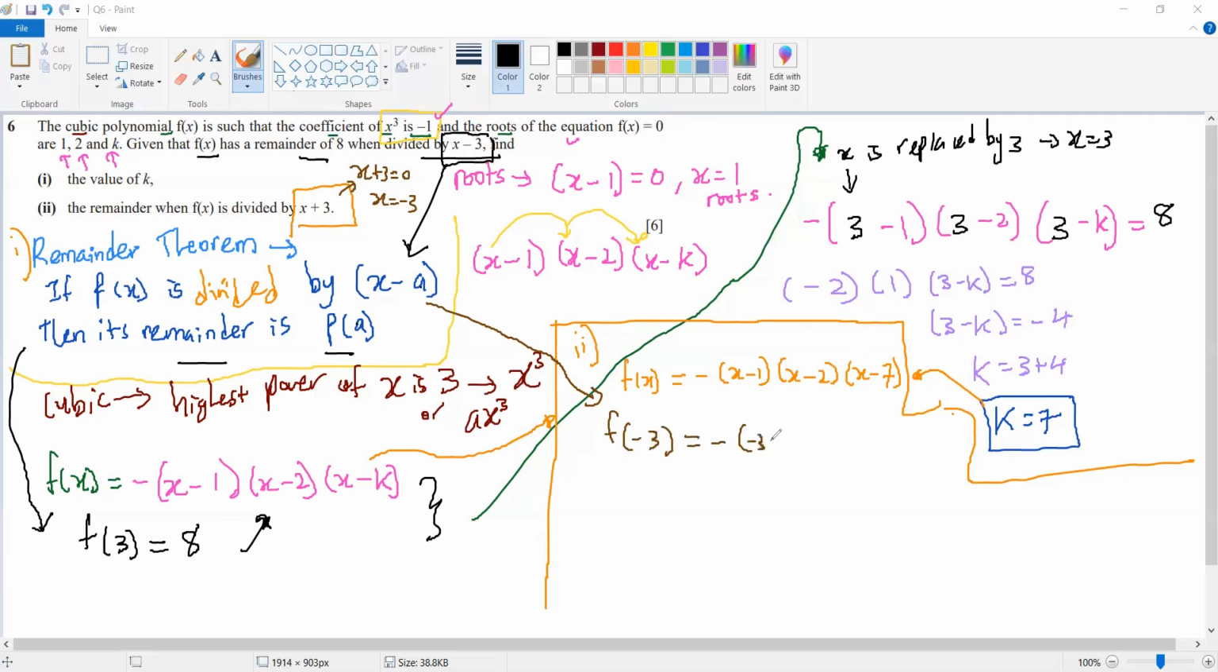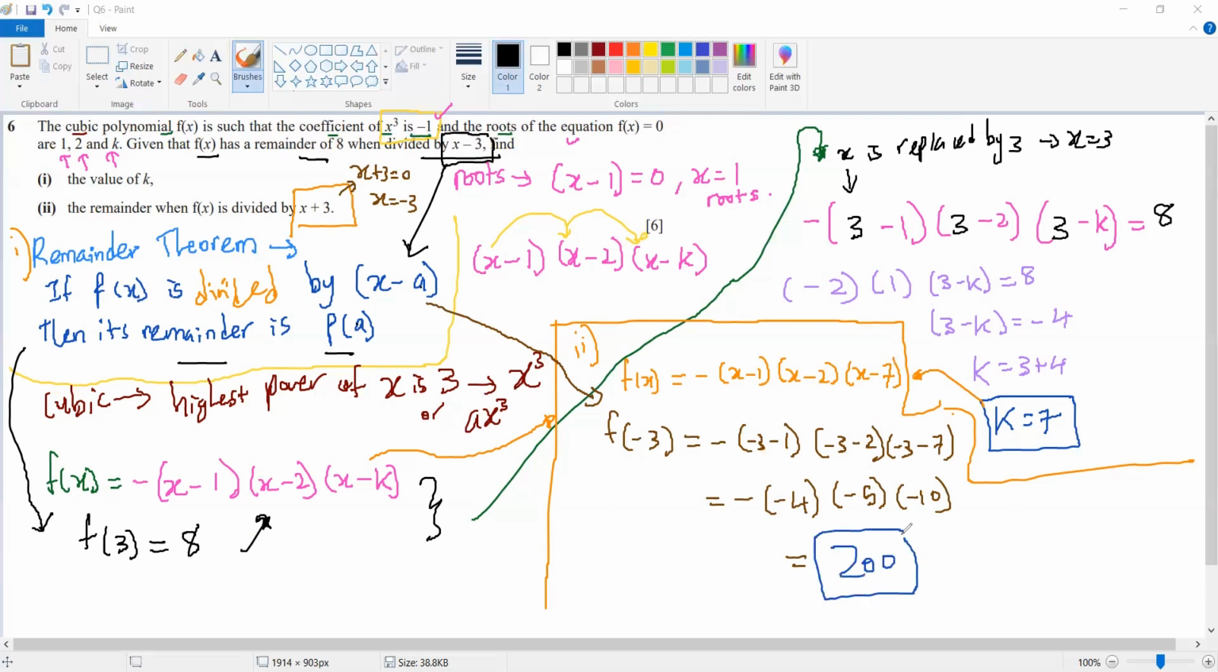So let's substitute and calculate. Put x is negative 3 with this new value: negative 3 minus 7. Let's calculate it. Plus, negative 4, this is minus 5, this is minus 10. When you multiply everything out, negative, negative, negative, negative, the answer you can put in a calculator or do it directly. It should be 200. Thank you.